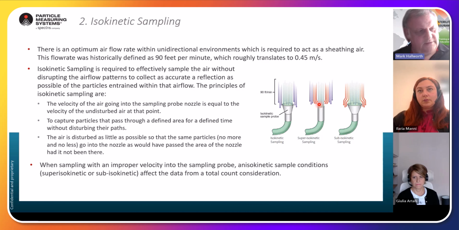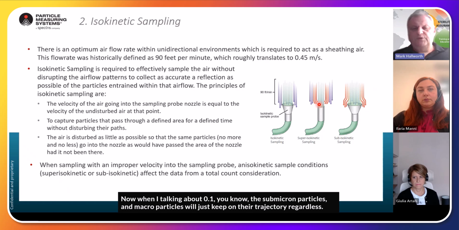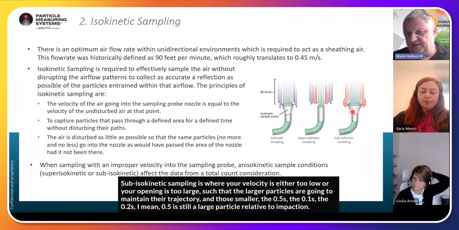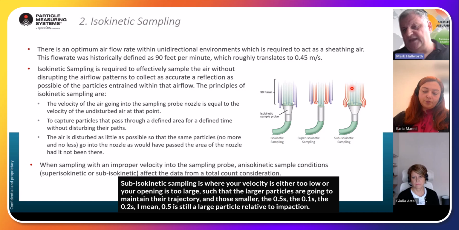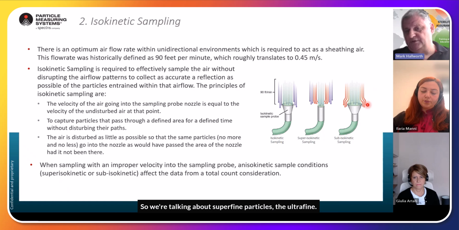Now, when I talk about smaller, there's actually some contention at the moment. We're talking about 0.1, the sub-micron particles. And macro particles will just keep on their trajectory regardless. Subisokinetic sampling is where your velocity is either too low or your opening is too large, such that the larger particles are going to maintain their trajectory, and those smaller, the 0.5s, the 0.1s, the 0.2s. I mean, 0.5 is still a large particle relative to impaction. So we're talking about super fine particles, the ultra fine.